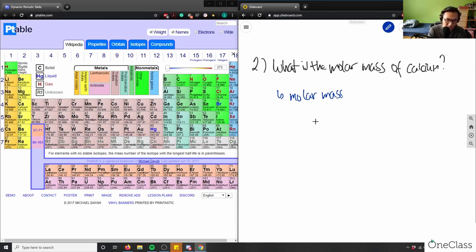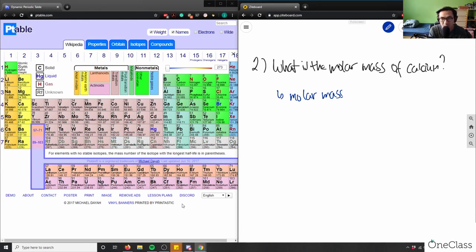So it says, what is the molar mass of calcium? When we talk about this topic of molar mass, we're talking about something specific to an element. How we figure out molar mass is we look at the periodic table and the atomic mass of the element. So in terms of calcium, where is calcium in our periodic table? Is it a metal or a non-metal?